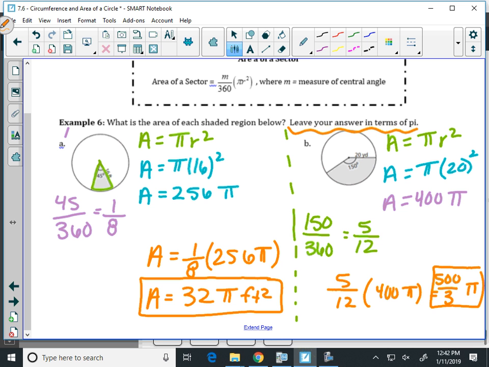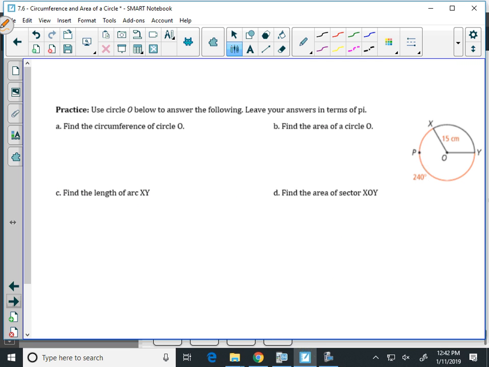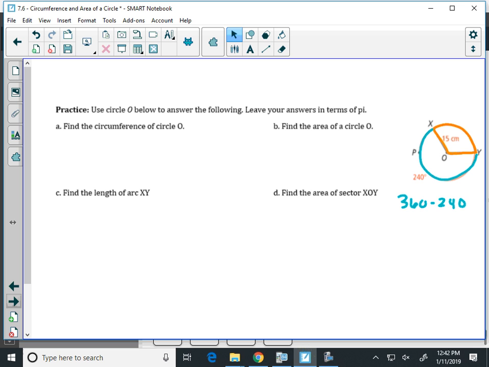Go ahead and try that one problem at the bottom on your own. I'll get you started on it. We're going to be dealing with the arc XY and the sector, so we have to figure out some measurements there. We know this blue part of the circle is 240. How are we going to figure out that orange part of the circle? Yeah, the entire circle is 360, so if we do 360 minus 240, what's the length of that orange part of the arc? 120. So this arc is 120.